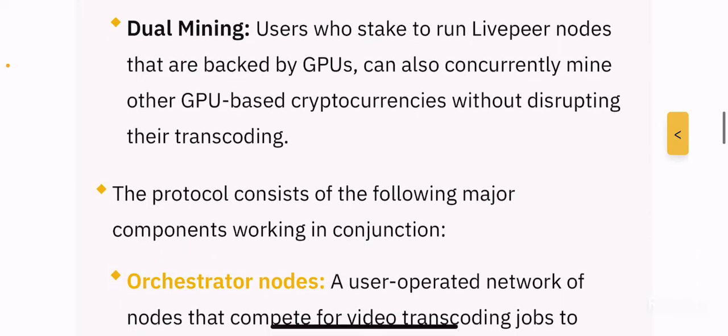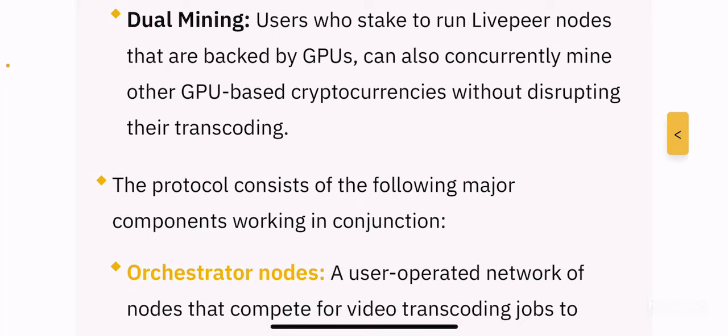Dual mining: users can stake to run Livepeer nodes that are backed by GPUs, and can also concurrently mine other GPU-based cryptocurrencies without disrupting their transcoding. Again, this is something very unique, something that not a lot of cryptocurrencies have, which Livepeer has, which is a good thing.